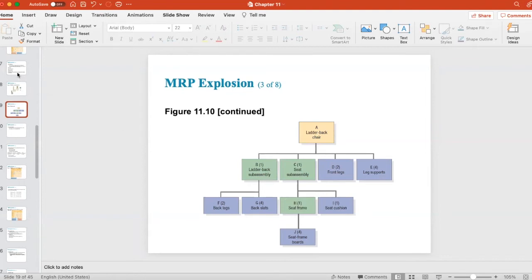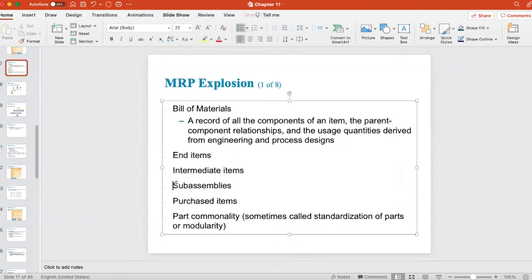Now let's continue. Another related concept is called subassemblies, okay? First of all, if one item is viewed as a subassembly, then it should also belong to intermediate items. So a subassembly basically is an intermediate item that is assembled from more than one component.